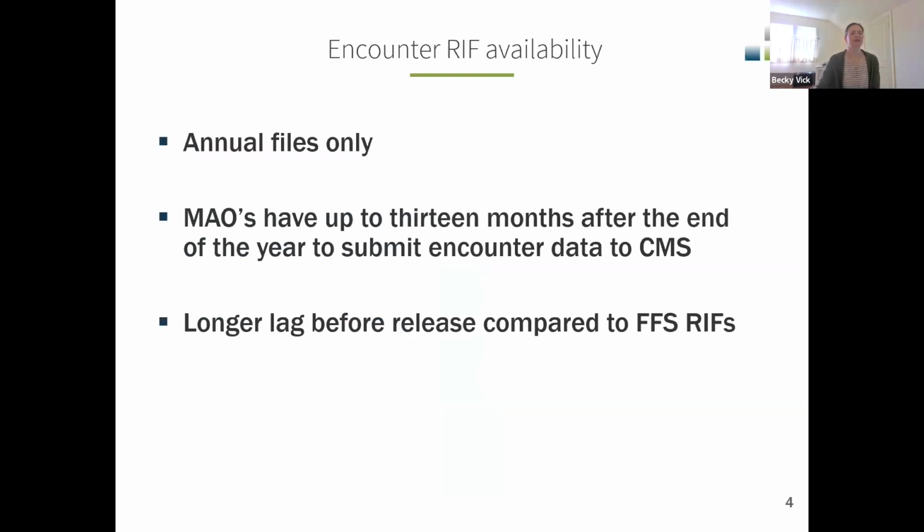The RIFs come as annual files only. Compared to fee-for-service, there is more lag time in when the encounter files become available, because MAOs typically have up to 13 months after the end of the year to submit encounter data to CMS. For example, the preliminary 2022 encounter RIF was released in May of this year, to give you an idea of the lag.